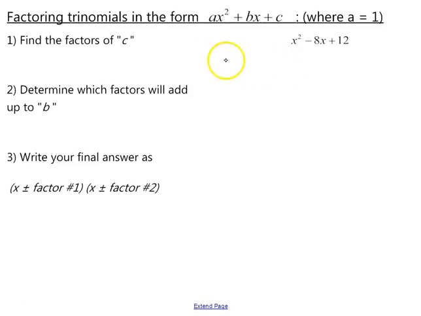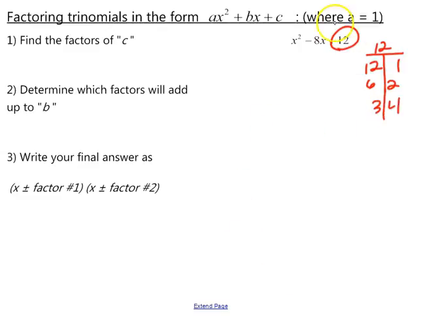Now we want to factor trinomials in the form ax squared plus bx plus c, and specifically when a is equal to 1. First, we want to find the factors of c. So we're going to find the factors of 12. We have 12 and 1, 6 and 2, and 3 and 4.